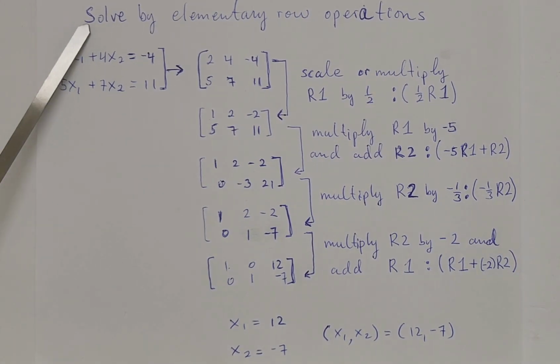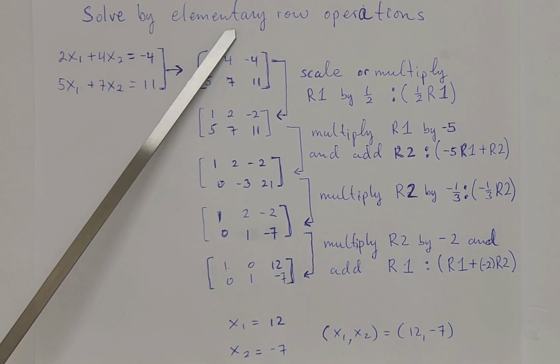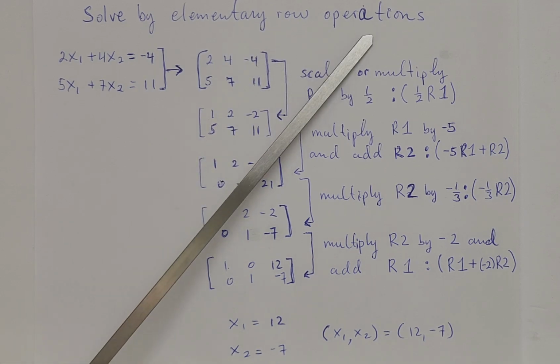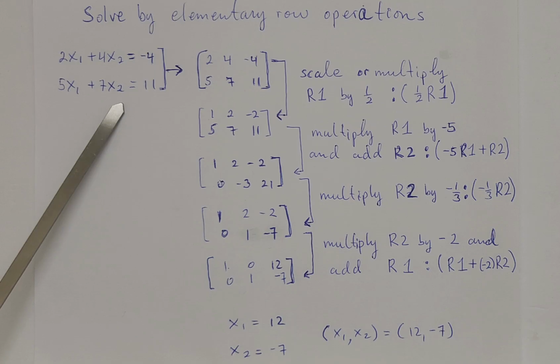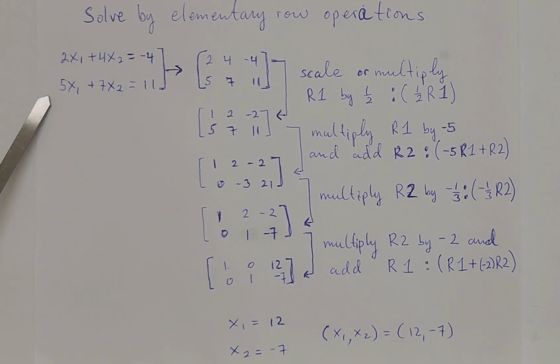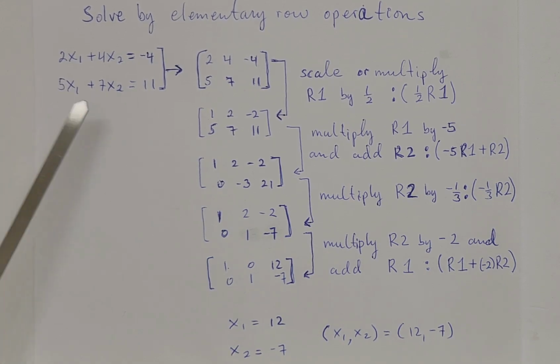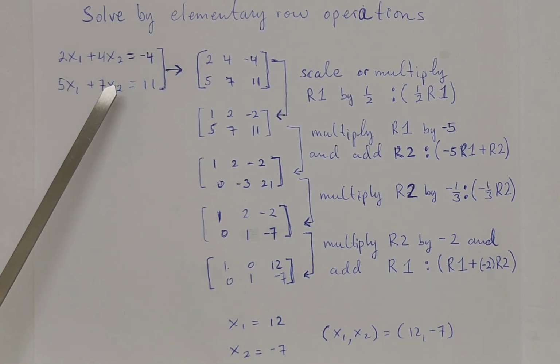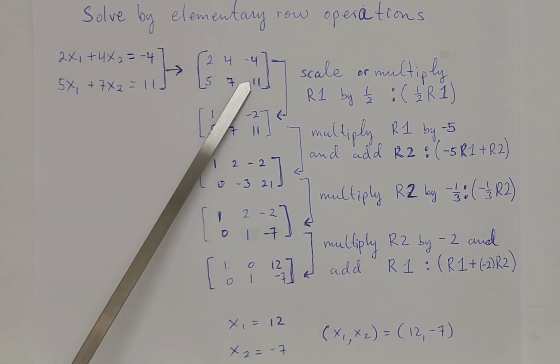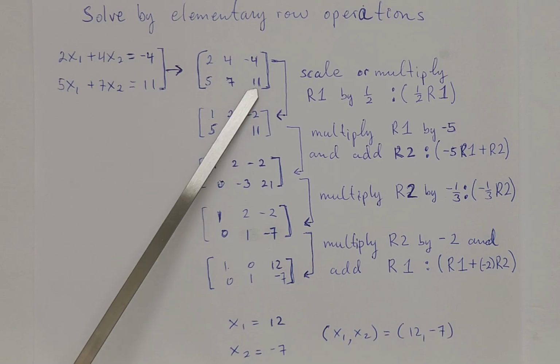This lesson is solved by elementary row operations. We have two equations with two variables: first equation, second equation, first variable, second variable. We're going to rewrite these equations into augmented form. This is called an augmented form.